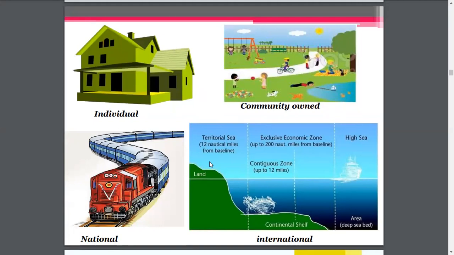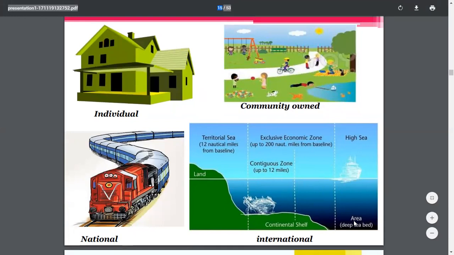See here, you can see the territorial sea, 12 nautical miles from the baseline. Okay, and the exclusive economic zone, the contiguous zone up to 12 miles, and then the economic zone which is up to 200 nautical miles, which comes under the international, and the high sea, the deep sea bed and all. Okay.